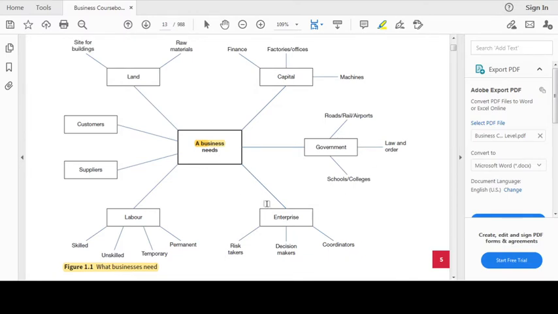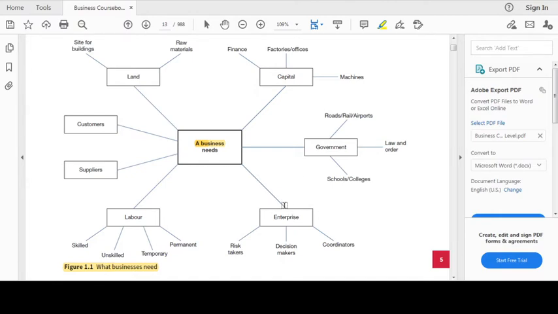Then what else does a business need? Enterprise. Obviously a business requires enterprise. A business cannot work without decision making, without coordinating, without risk taking, without planning, without, you could say, critical thinking.